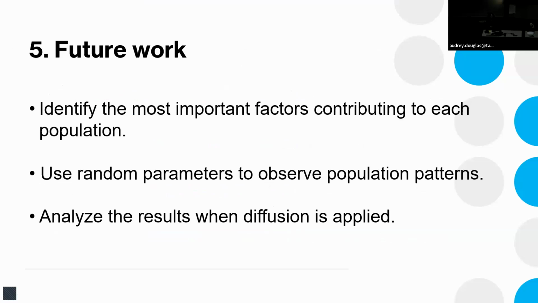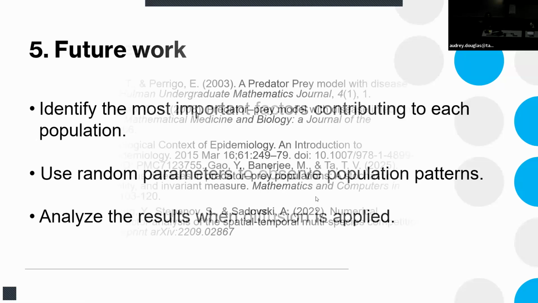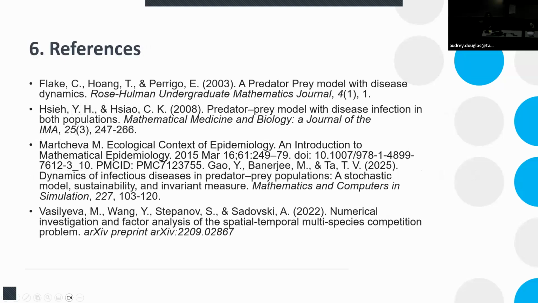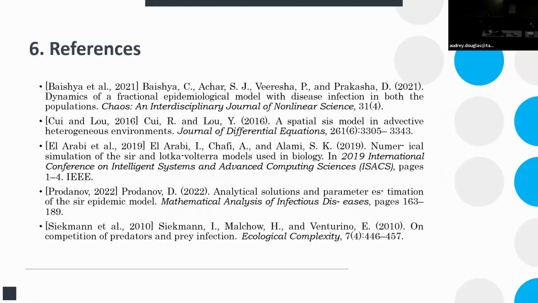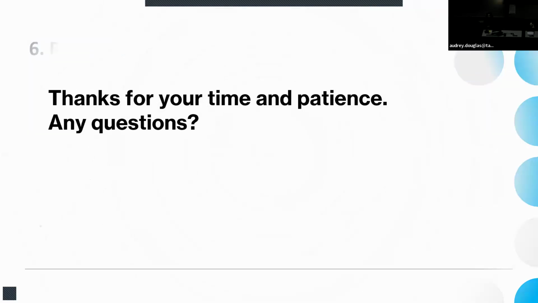So my future work is to identify the most important factors contributing to each population. And I use a random variable to observe population patterns. And then I also analyze the result when diffusion is added. So these are my references. Yeah. Thank you for your time and patience. Do you have any questions?